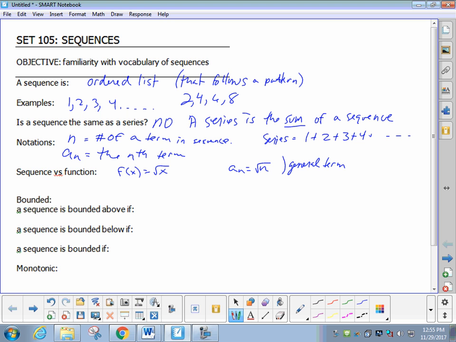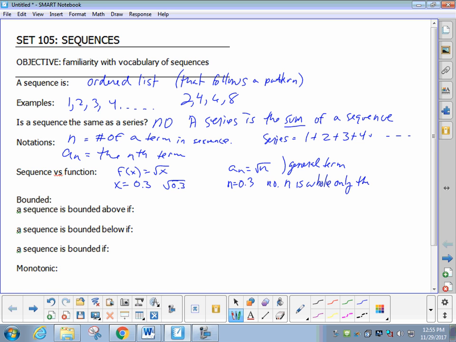Now, they're a little different, however, in the nature of the numbers. Is it okay to work with x equal 0.3? Can I say, hey, square root of 0.3, is that doable? Sure, no problem. How about over here? Is it okay to say n equals 0.3? In other words, give me the 0.3th term in the sequence. No, that's dumb. There is no such thing as the 0.3th term in the list. n is whole only.